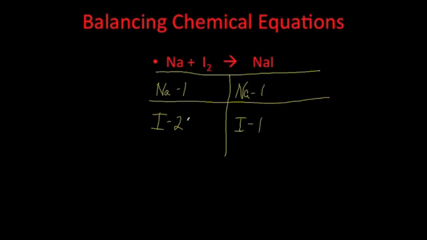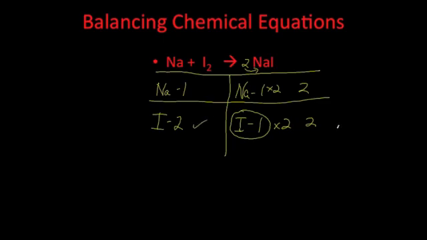So what's out of whack? Well, the iodine's out of whack. So let's isolate the iodine. How do I make this iodine become 2? Well, I have to add a coefficient of 2 in front of the entire compound, and that distributes it, which means it's going to multiply the sodium as well. So now I'm going to have 2 sodium, 2 iodide.